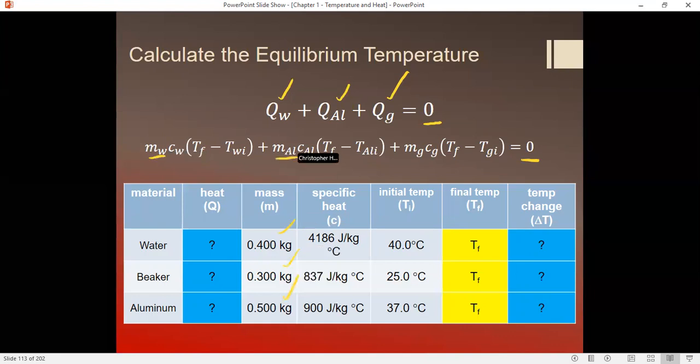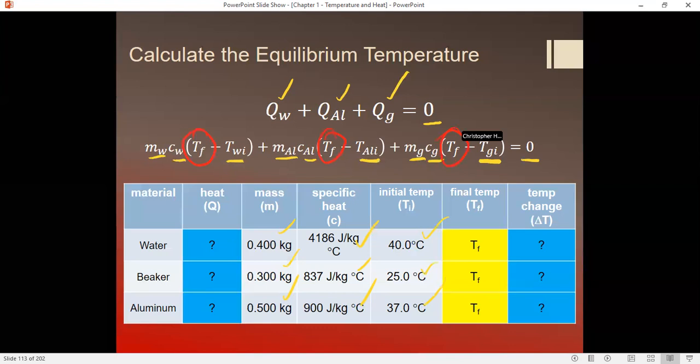So I'll take all the masses. Here's mass of water, mass of aluminum, mass of the glass. Take each individual specific heat. It's different for each substance. Okay. Plug in the initial temperature for each. T water initial, T aluminum initial, T glass initial. And now I can solve for all my terms that have TF in them.